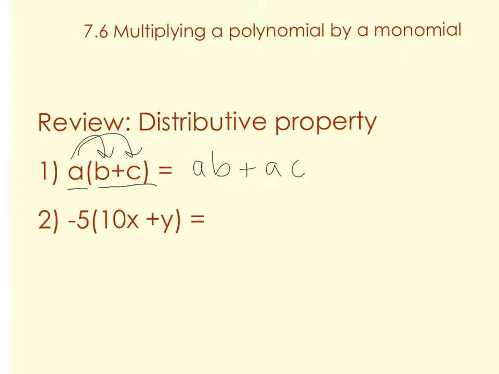If I look at problem number 2, I see a similar problem. I see a term outside a set of parentheses and a few terms inside the parentheses. So again, I remind myself, by drawing arrows, to multiply. So negative 5 times 10x is negative 50x, and negative 5 times y is negative 5y. And again, I look to see if I have any like terms. However, I do not because x and y are not like terms.